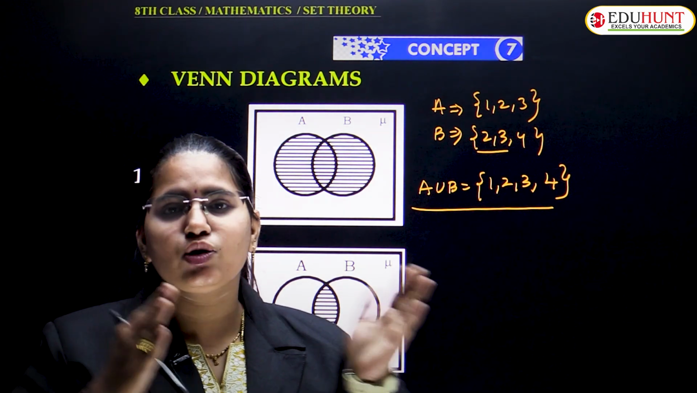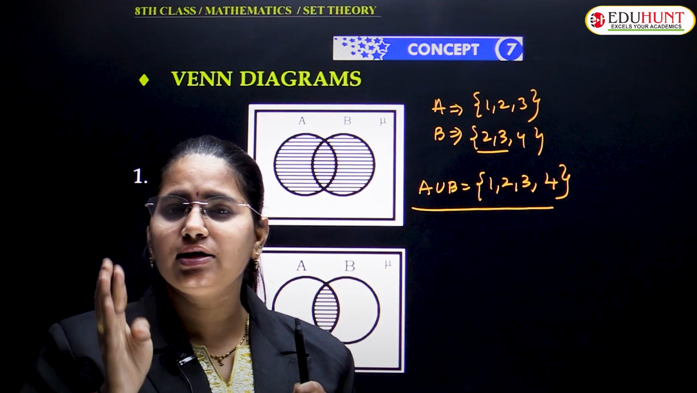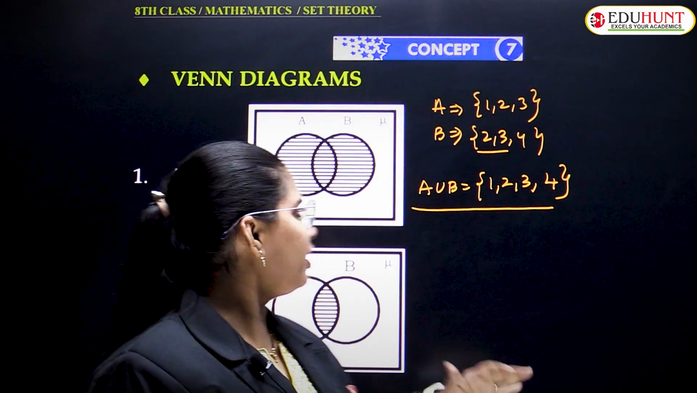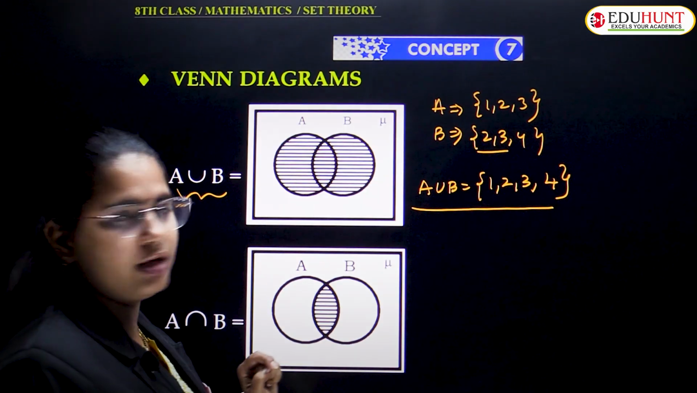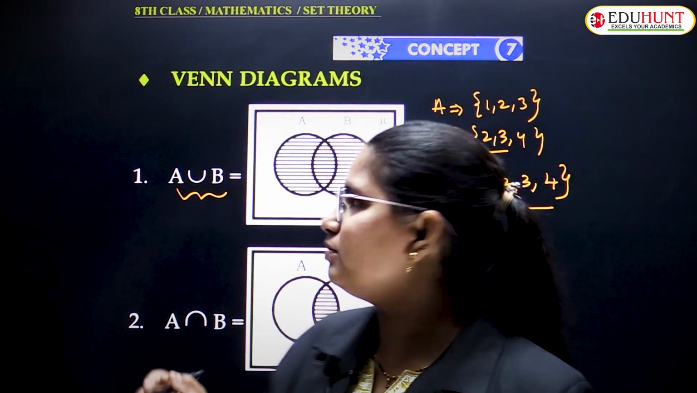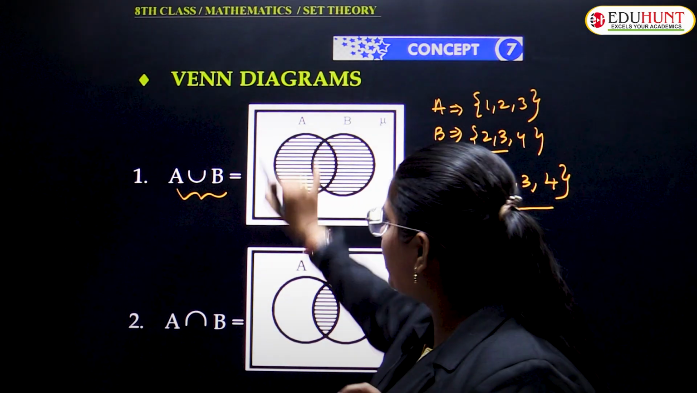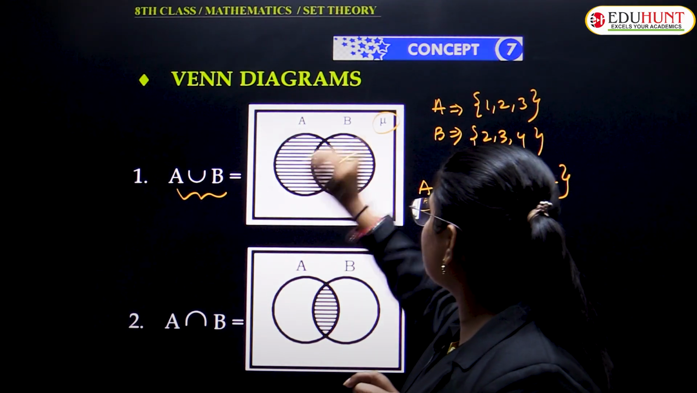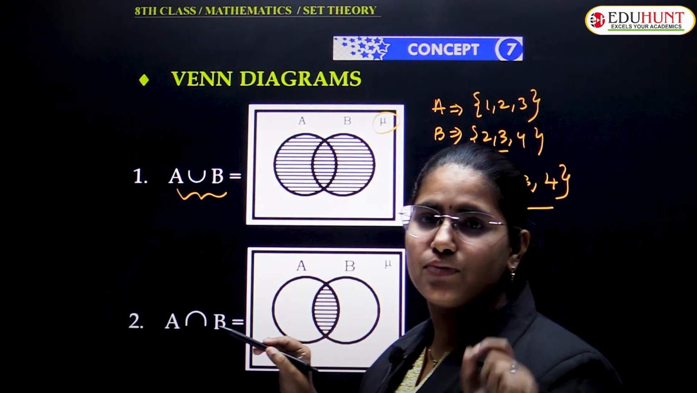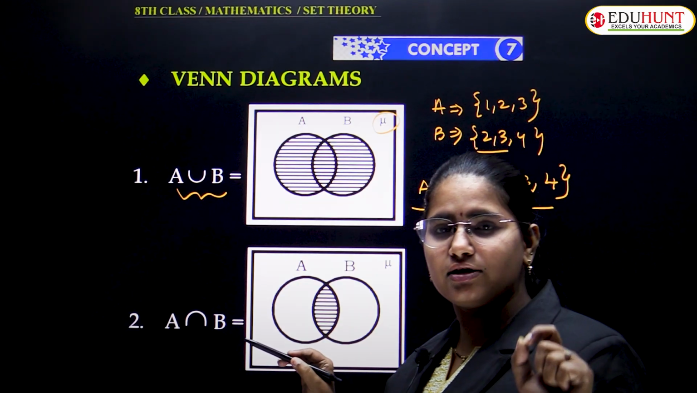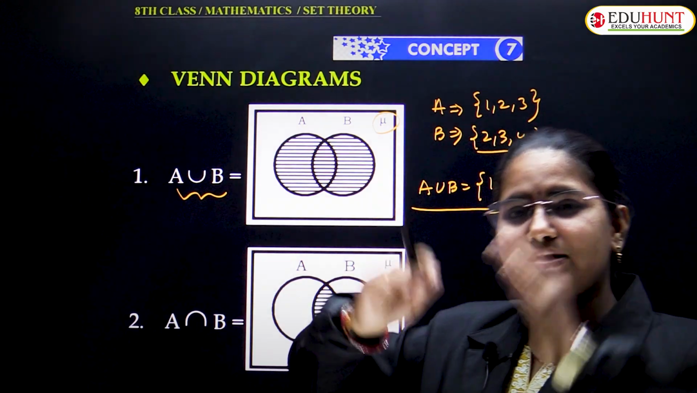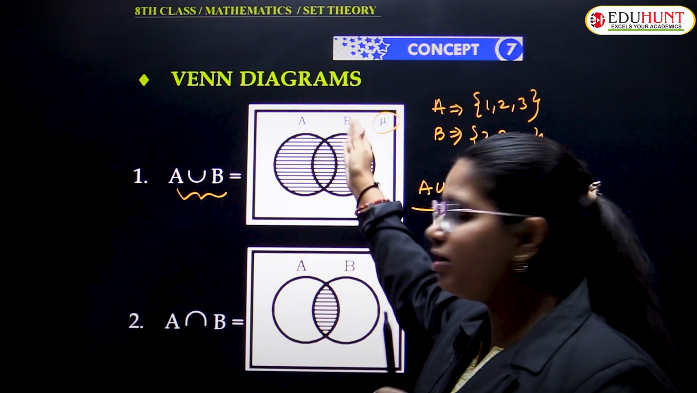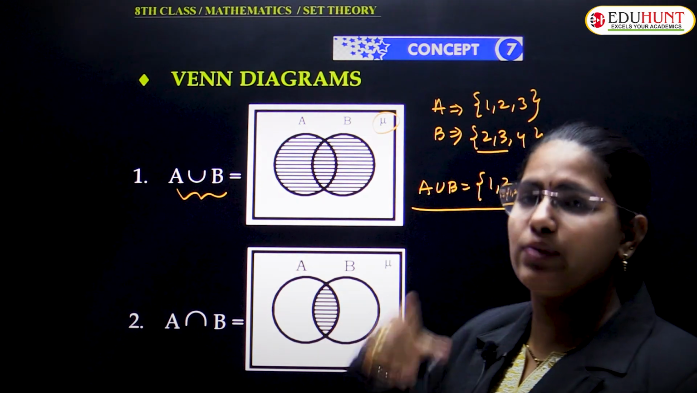But if you want to express A union B in diagrammatic format, how will you do it? Can you see the Venn diagram? This is the universal set. You represent it under a box. The universal set is represented as mu. It is the main set, the superset, and A and B are all subsets of the universal set.